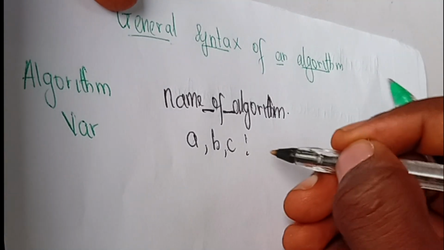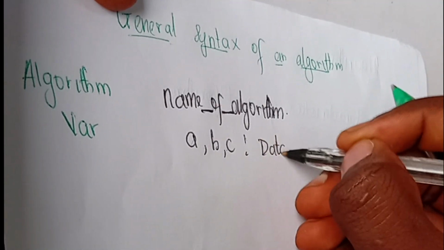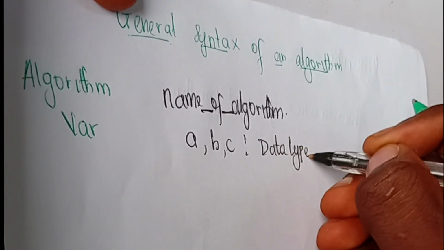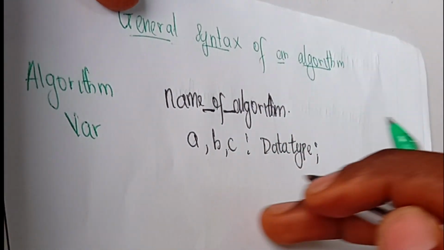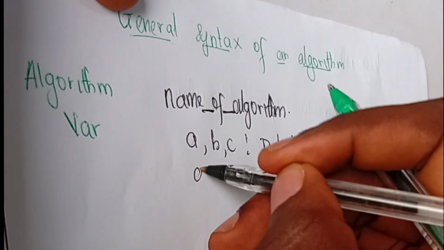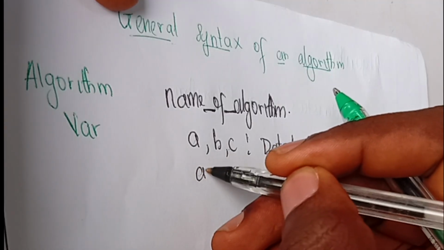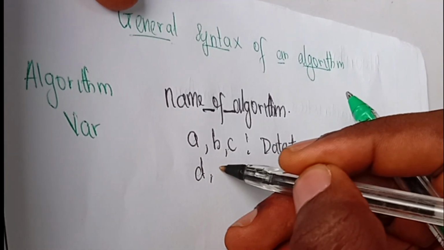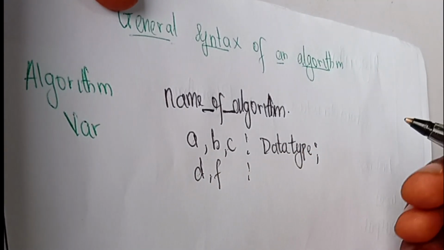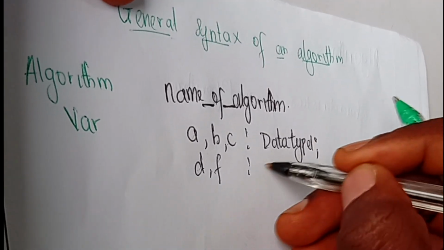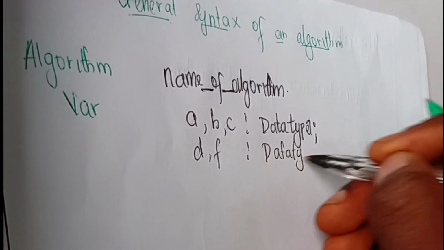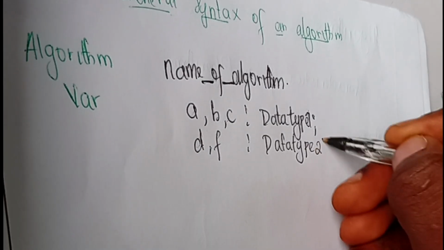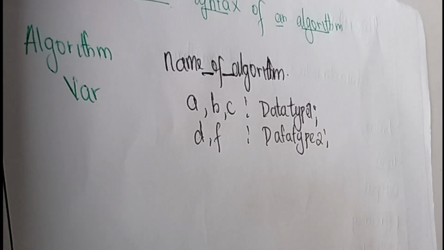Then you specify the data type of your variable. So you can have as many variables as you want. Maybe we can have another, let's say D, and let's say F, and its data type. Let's call this data type 1, and we'll call this data type 2. So we can have as many data types as we want.